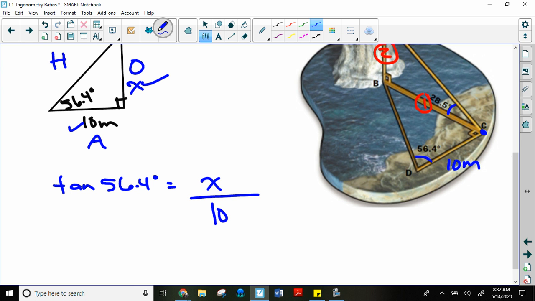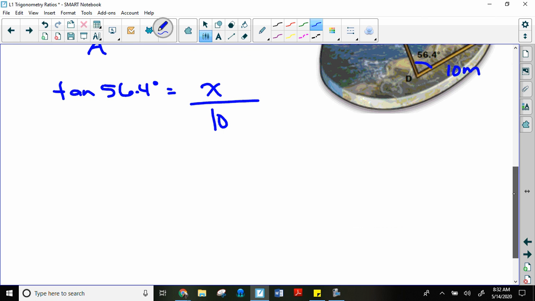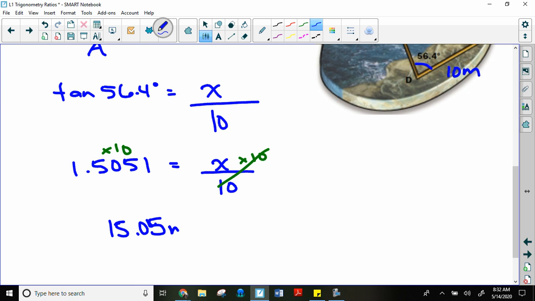Tan of 56.4 is 1.5051, so 1.5051 equals x over 10. Multiply both sides by 10. Boom. We get 15.05 meters equals x. So now we have to switch triangles.